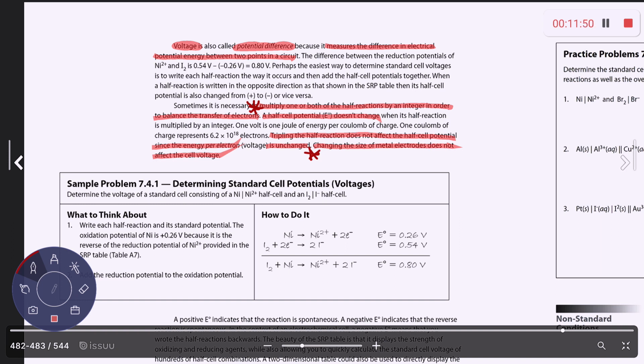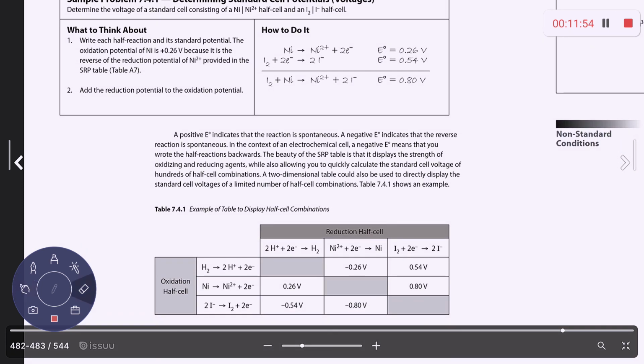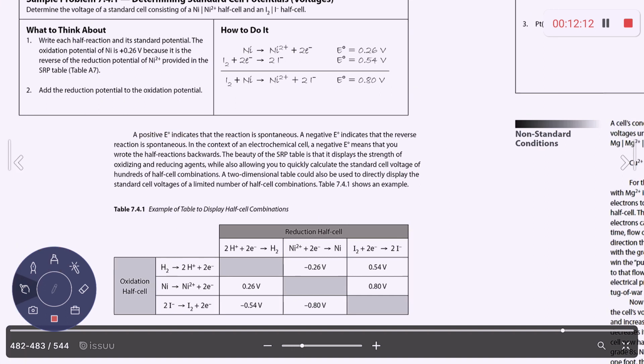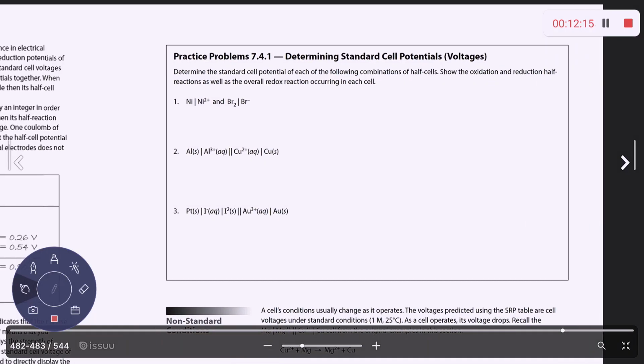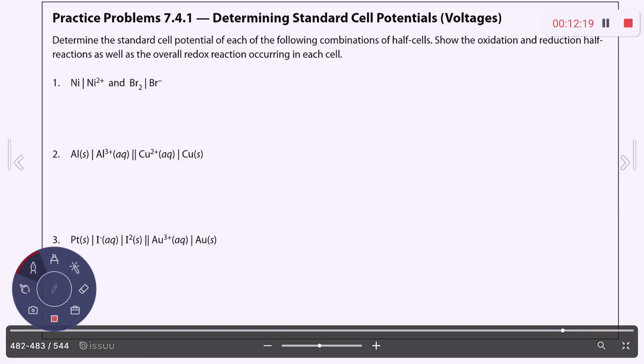If you have a positive voltage, then that means the reaction is spontaneous. So a negative one would be non-spontaneous. If for some reason you get a negative voltage, you probably messed up on the half reactions. And let's take a look at the next page. So in practice problem number 1, here they give you nickel and bromine. So what you do is you look at where they are on the SRP table.